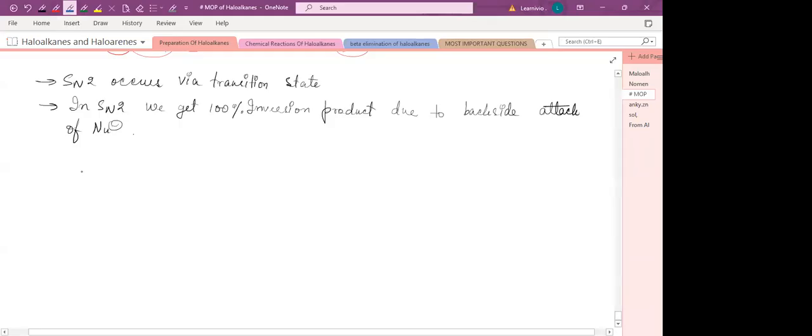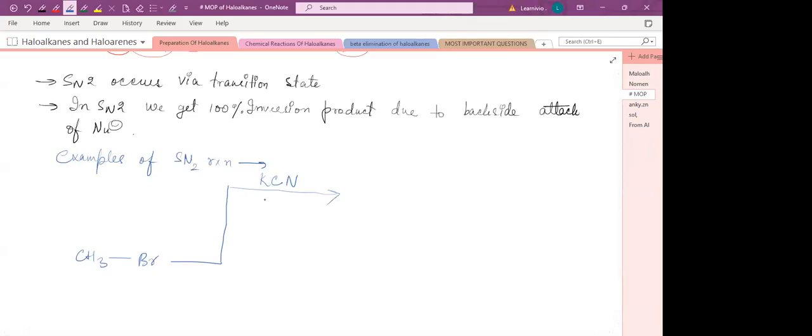Let's see some examples of SN2 reaction. Suppose I'm writing CH3Br. Now, if I treat this CH3Br with KCN, just remember that CN is an ambidentate nucleophile.